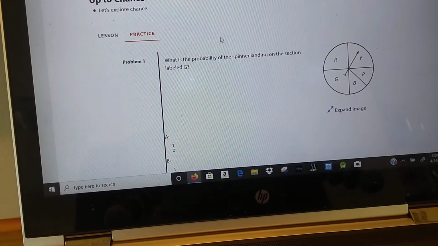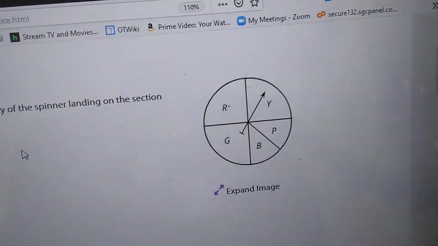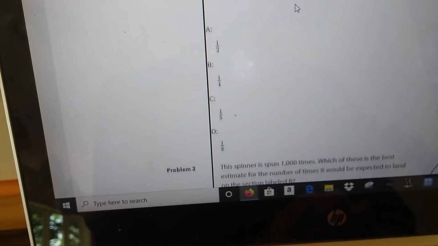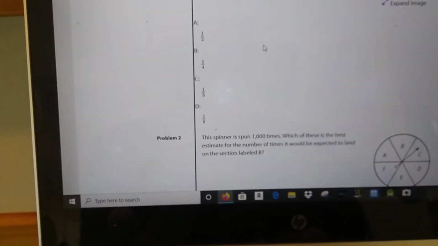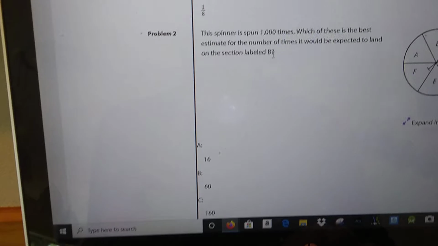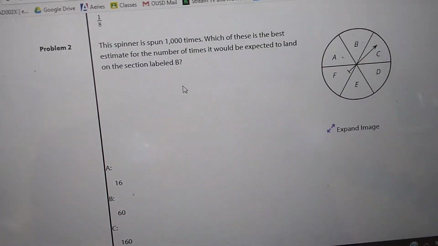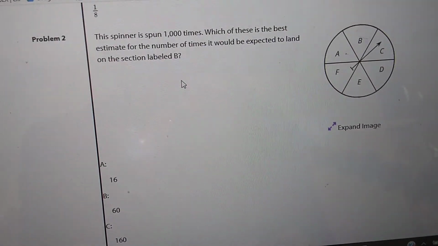The first problem here was, what's the probability of a spinner landing on the section labeled G? I'll let you look at that and think about it for a second. So, the likelihood of landing on G. This happens to be multiple choice, and you probably already figured out that yes, it is in fact 1/4 or 25%. Once again, it's 1/4 of the circle, so that's why. The next one is how many times would you expect the spinner to land on B if you were spinning this around?